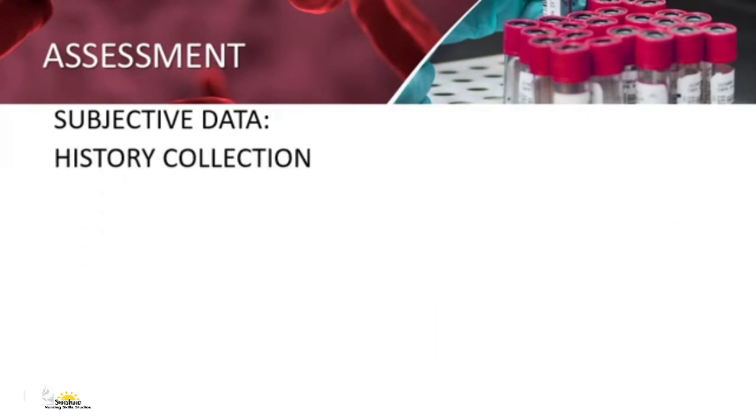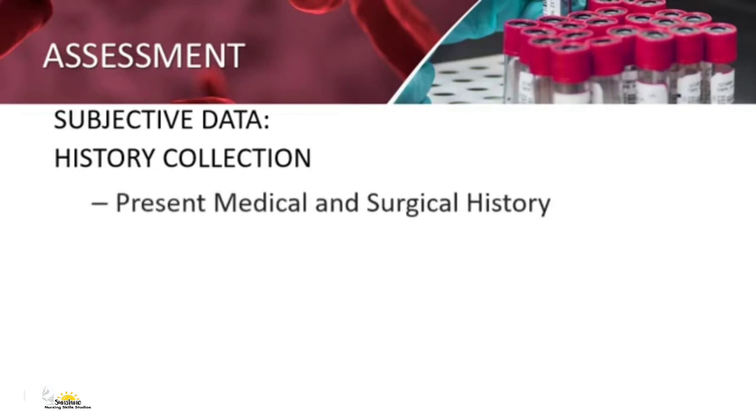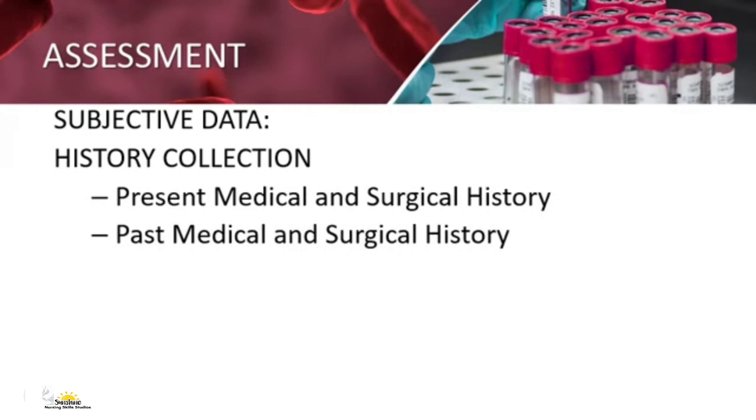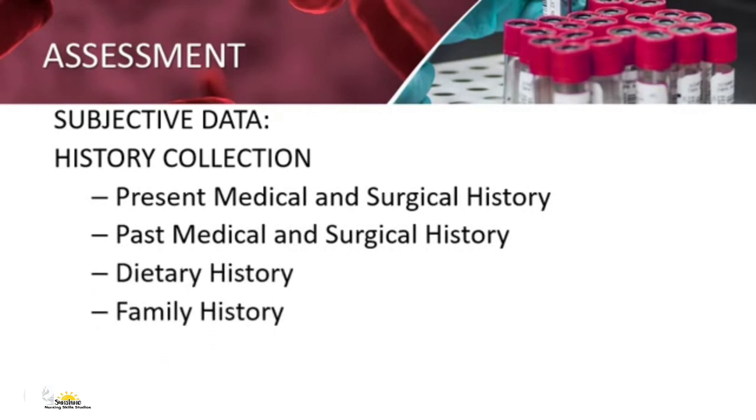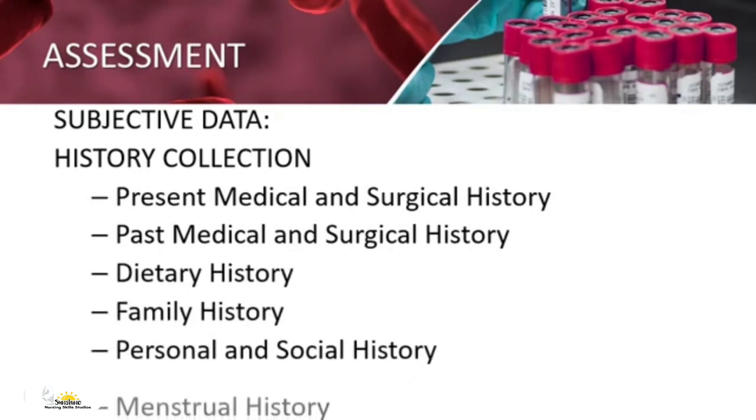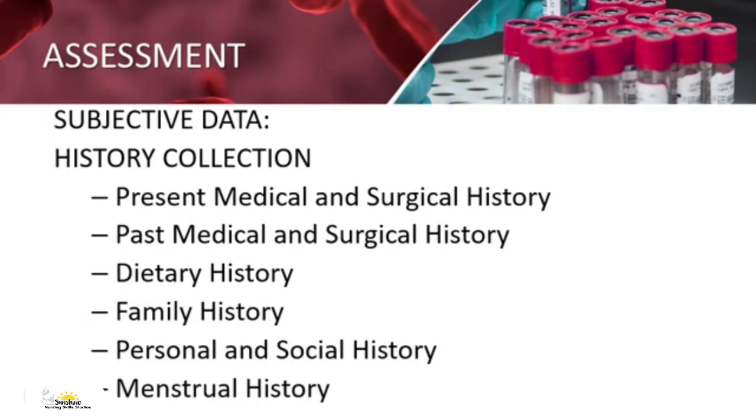In hematological and immunological disorders, the major history will be based on the demographical data, that is the age and sex of the individual, irrespective of gender, male or female, and based on their race and ethnic background, the disease conditions will vary. So along with the demographical data, we'll collect present and past medical and surgical history, dietary history, family history, personal and social history, and menstrual history.